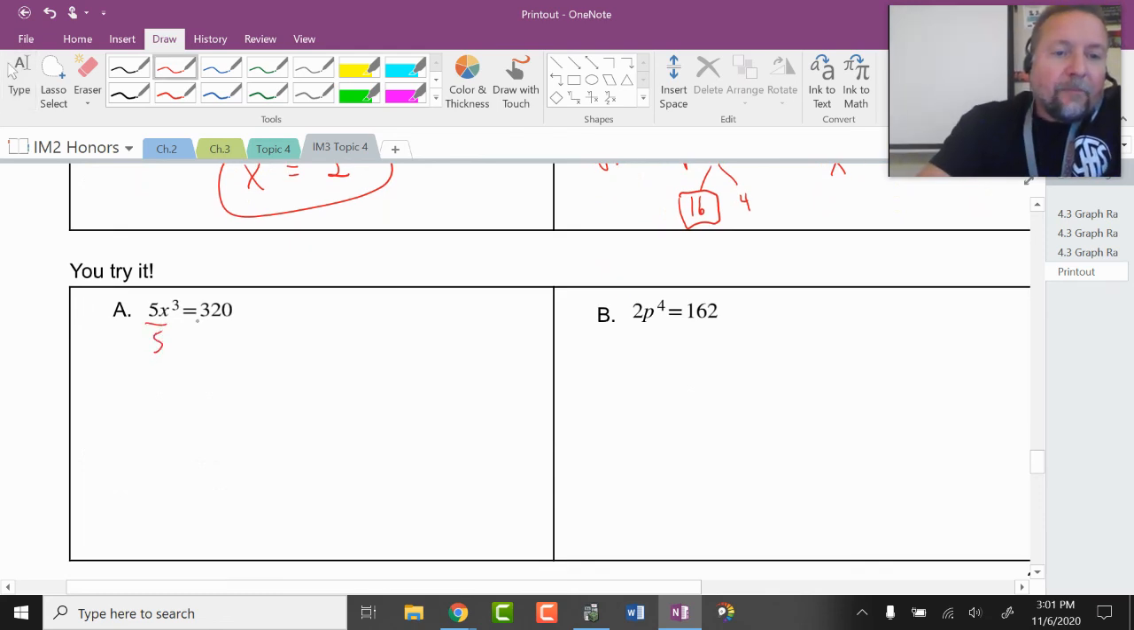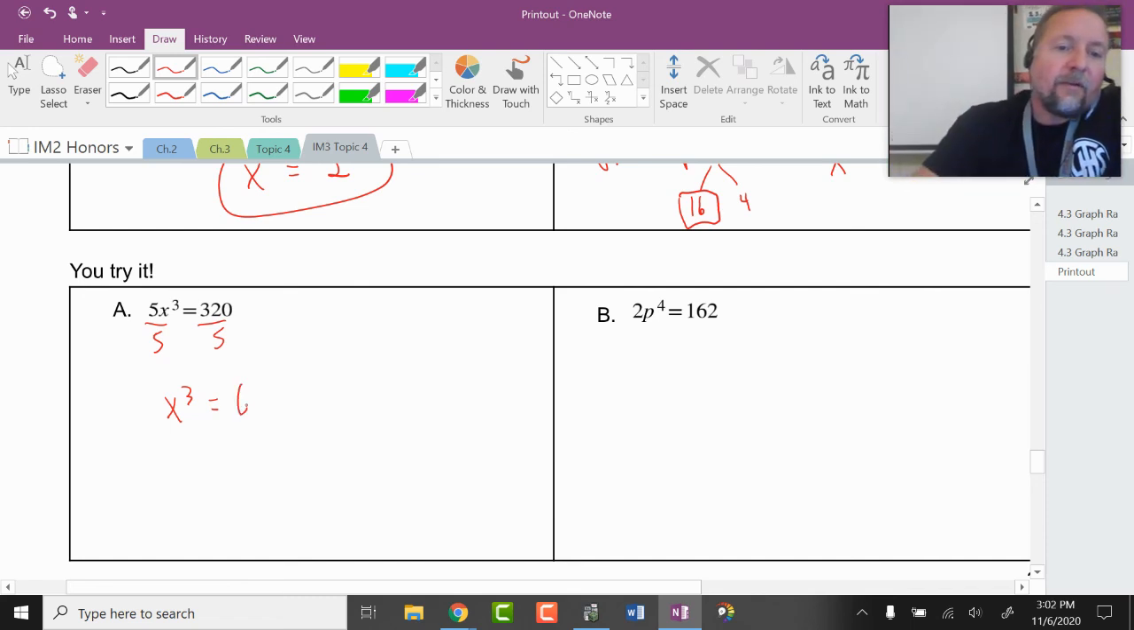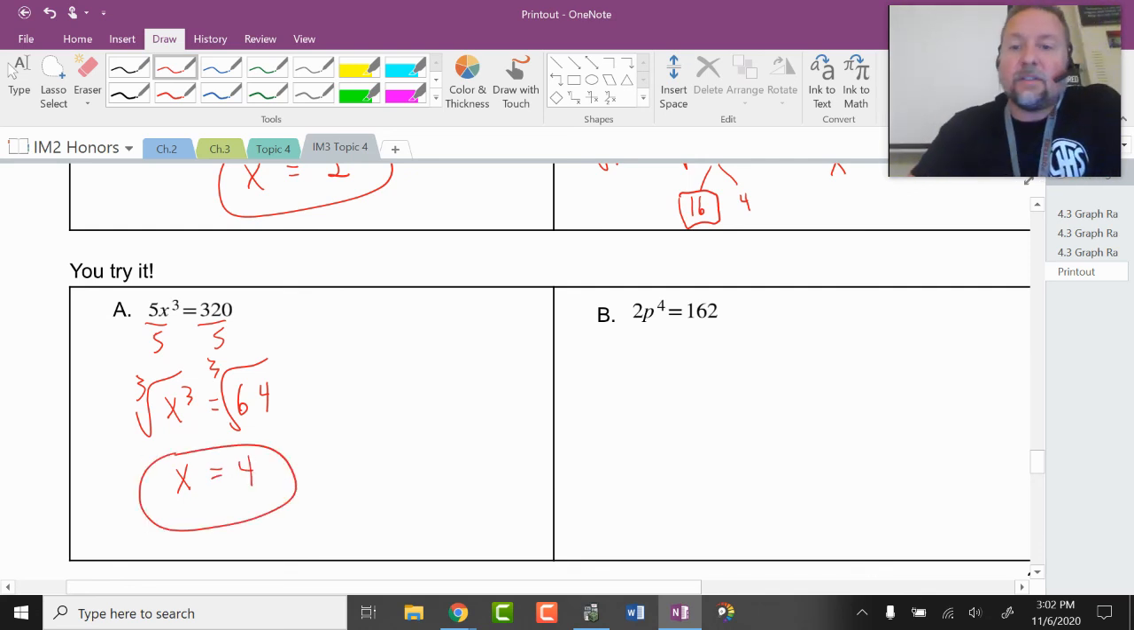Divide by 5. X cubed equals 64. Well, that one's better. The perfect cube root of 64 is 4, not 8. 4 times 4 times 4 is 64.